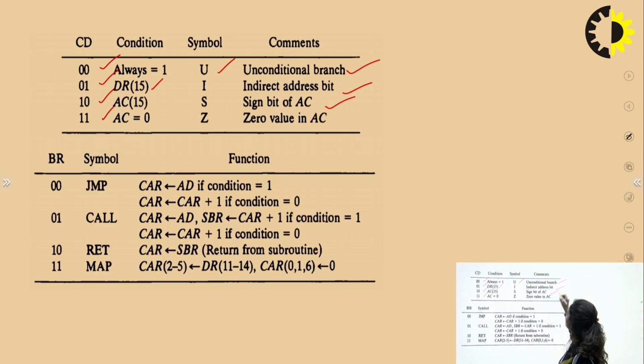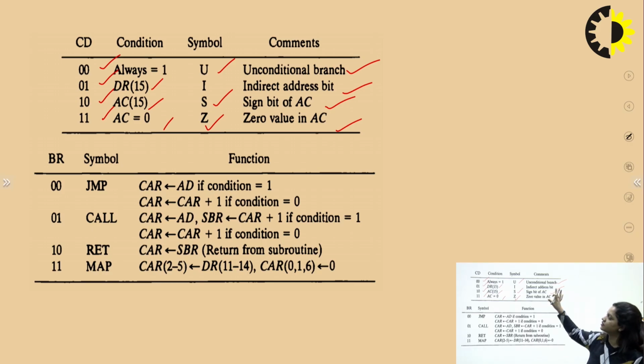Next, the sign bit of AC will be checked, whether the 15th bit is 1 or 0. That will be the sign bit, either 1 or 0, represented with the symbol S. And then the 0 value in AC will be checked, whether your accumulator has 0 inserted in it or not. All the data is cleared.